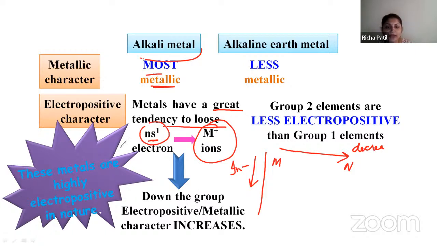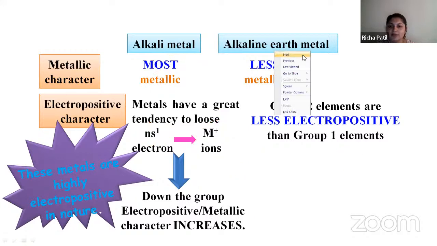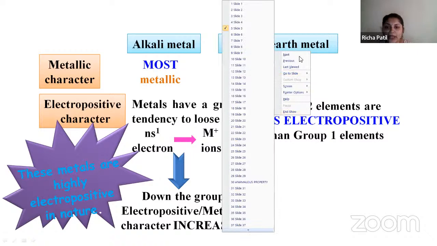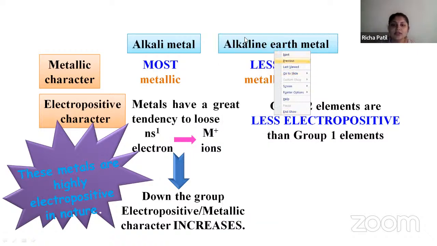So the metallic character increases down the group and decreases across the period. Remember this. As you move across the period to your right side, the metallic character decreases. This is with respect to metallic character. And if you are talking about non-metallic character, it will be vice versa. Down the group, non-metallic character will decrease, and across the period, it will increase. So this is with respect to the metallic and non-metallic properties.